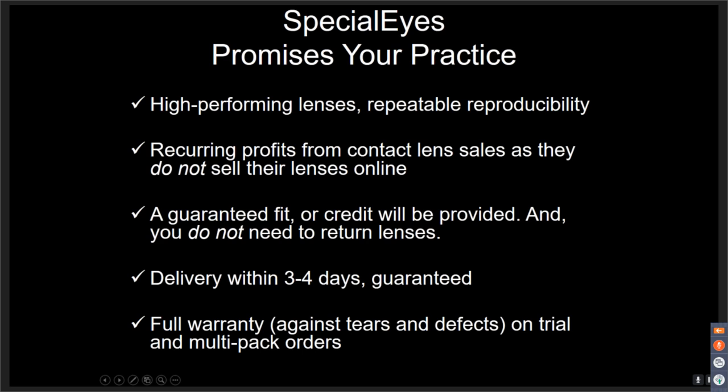They're fully warranted against defects, tears, anything. And so it will be the easiest company. If you've not worked with them, it will be the easiest company you've ever worked with.